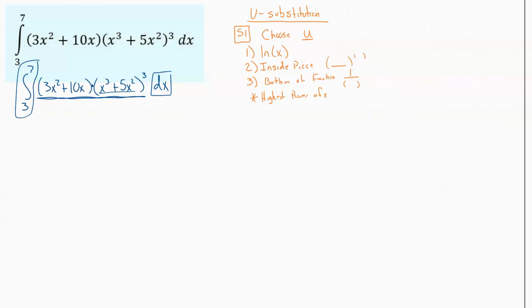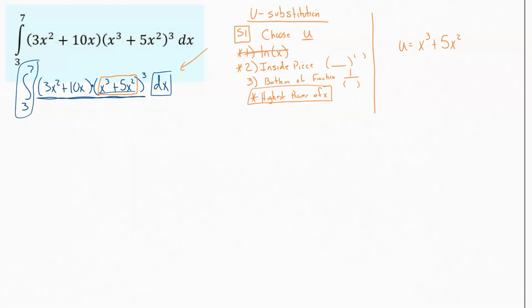So working through my options right now, I start at the top and I say, okay, do I have a natural log? Well, there is no natural log in this equation, so I'm not going to choose that. I then move down to the next option, which is inside piece. I definitely do have that. This x to the third plus 5x squared, that got plugged inside that third power there. This is also the chunk that has the highest power of x, so it's doing a couple of things that I like. So I choose my u. The u in this situation is going to be x cubed plus 5x squared.